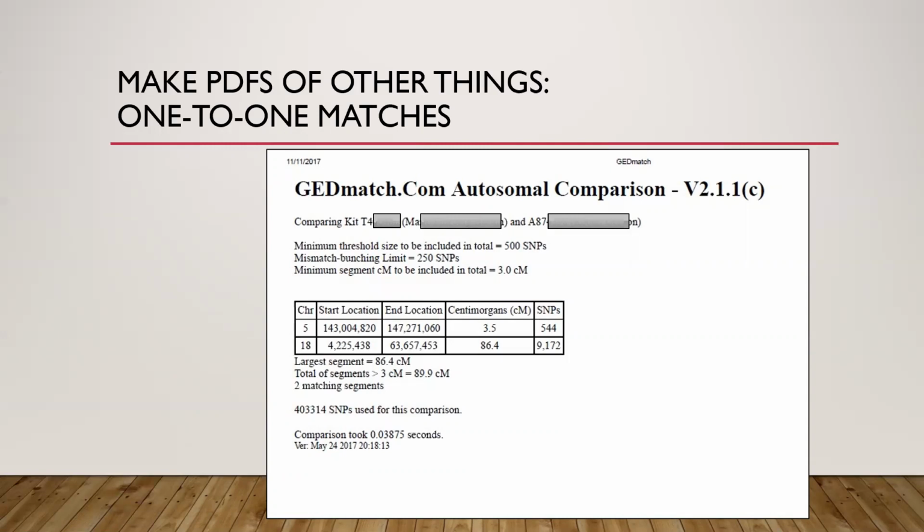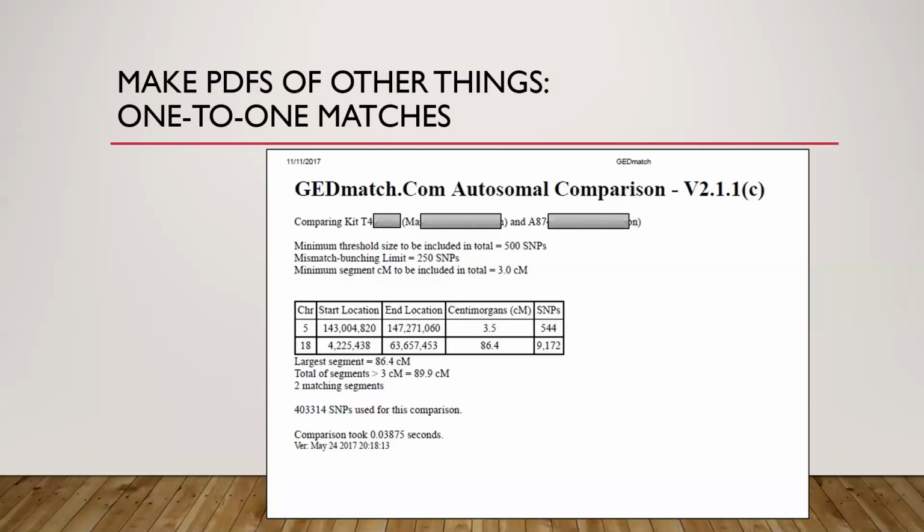The nice thing about the GedMatch tools is that you will see the kit comparison information. The top will tell you the tool that you're using and who you're comparing, this kit with that kit, with names. That's a great thing for when you go back later and try to remember what it was you did. This is a one-to-one compare, and it gives you the chromosome start and end locations and segment information for the comparison. So something like this, I'm not going to print. I'm actually going to save as a PDF.